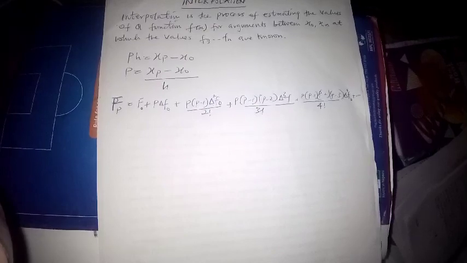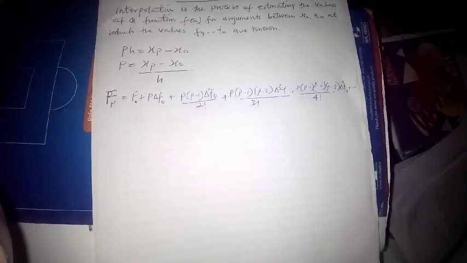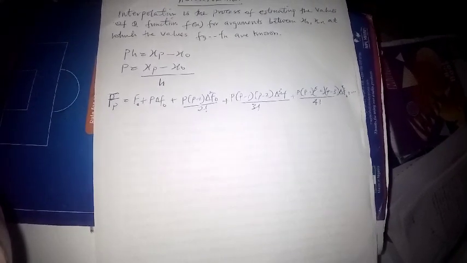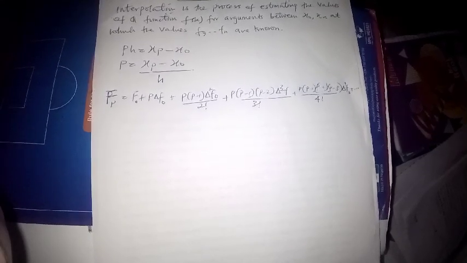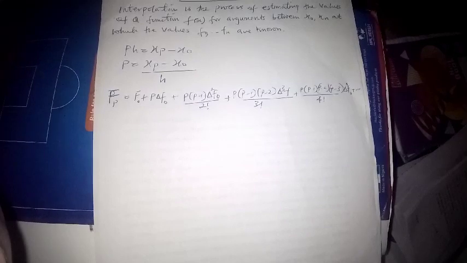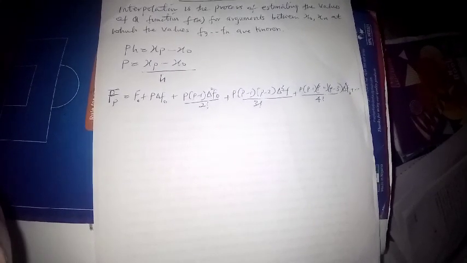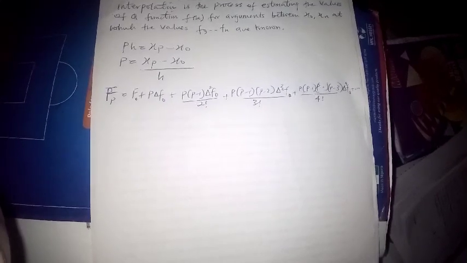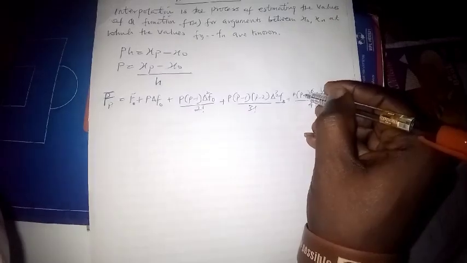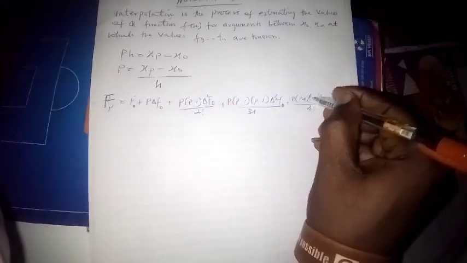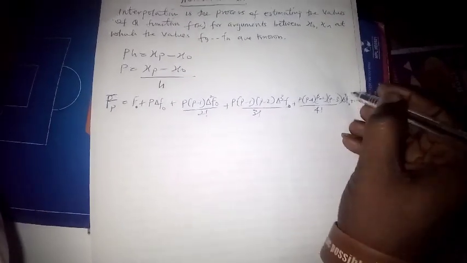Now let's dive in. Looking at the first, which is the forward interpolation formula: fp is equal to f naught plus p delta f naught plus p bracket p minus 1 delta squared f naught divided by 2 factorial plus p bracket p minus 1 bracket p minus 2 bracket delta raised to 3 f naught divided by 3 factorial plus p bracket p minus 1 p minus 2 p minus 3 delta 4 f naught all over 4 factorial plus infinity. That means it can go on beyond this.